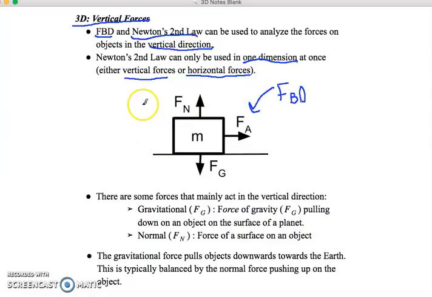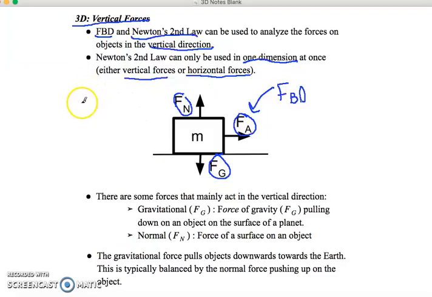If you look at this diagram, there are really three forces here. We'll go through what they are, but two of them are in the vertical direction, and one of them is in the horizontal direction. So again, new vertical forces along with the horizontal.